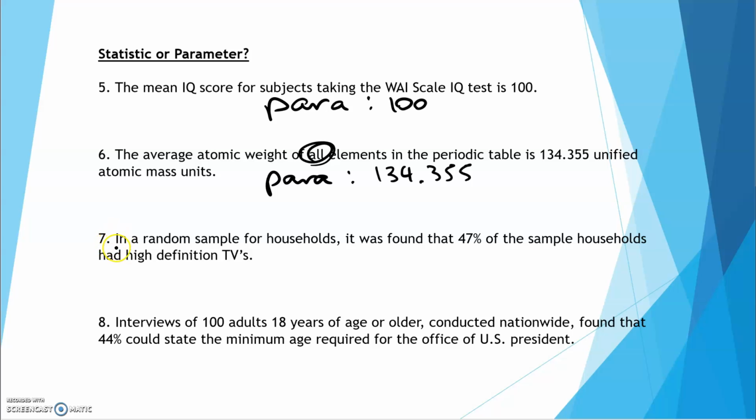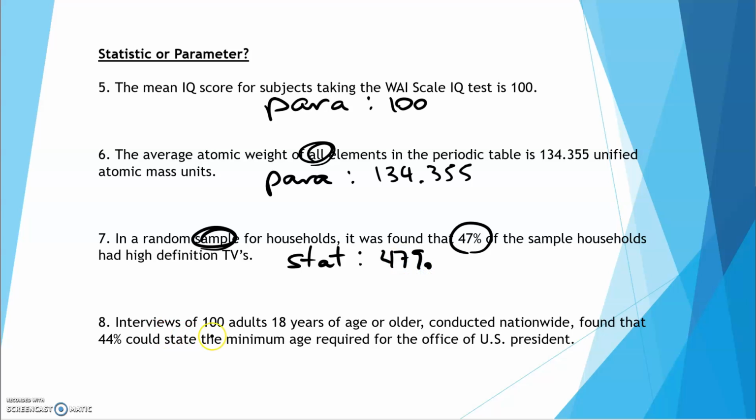Number 7, in a random sample, I can stop right there. This is talking about a sample. A number used to describe that sample is a statistic. That number is, okay, 47% of the sample households have high definition TVs. So it is 47%.